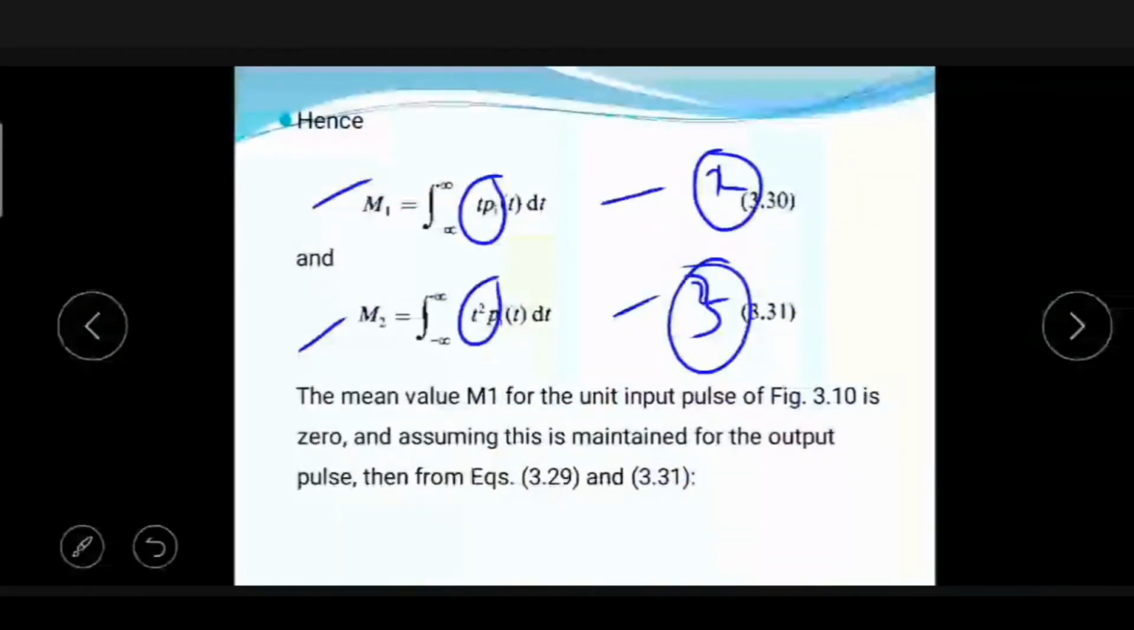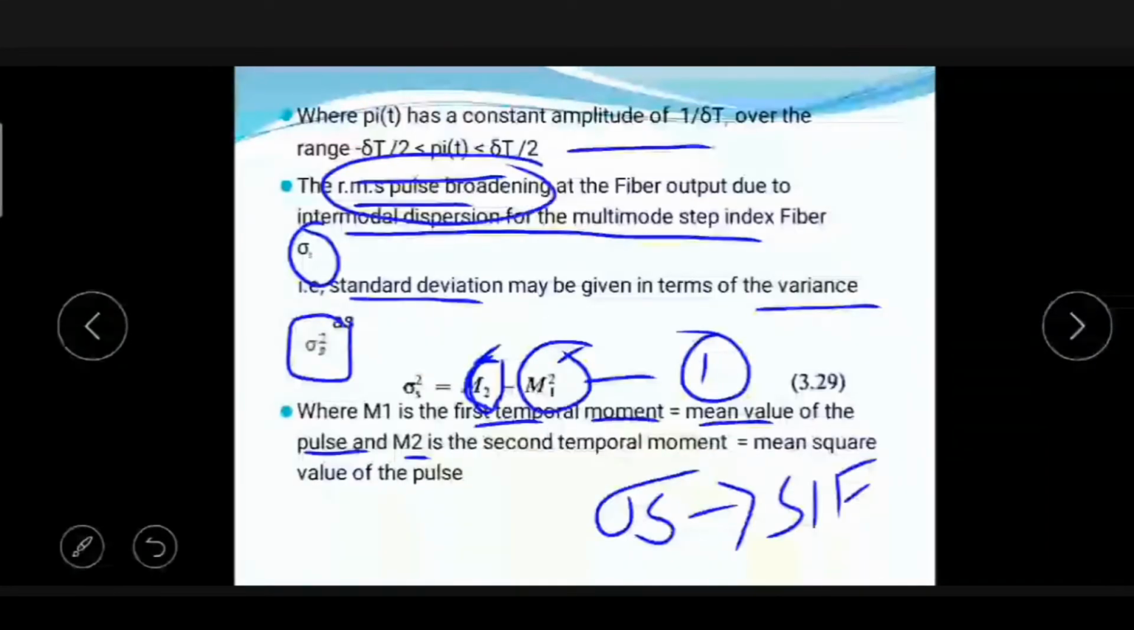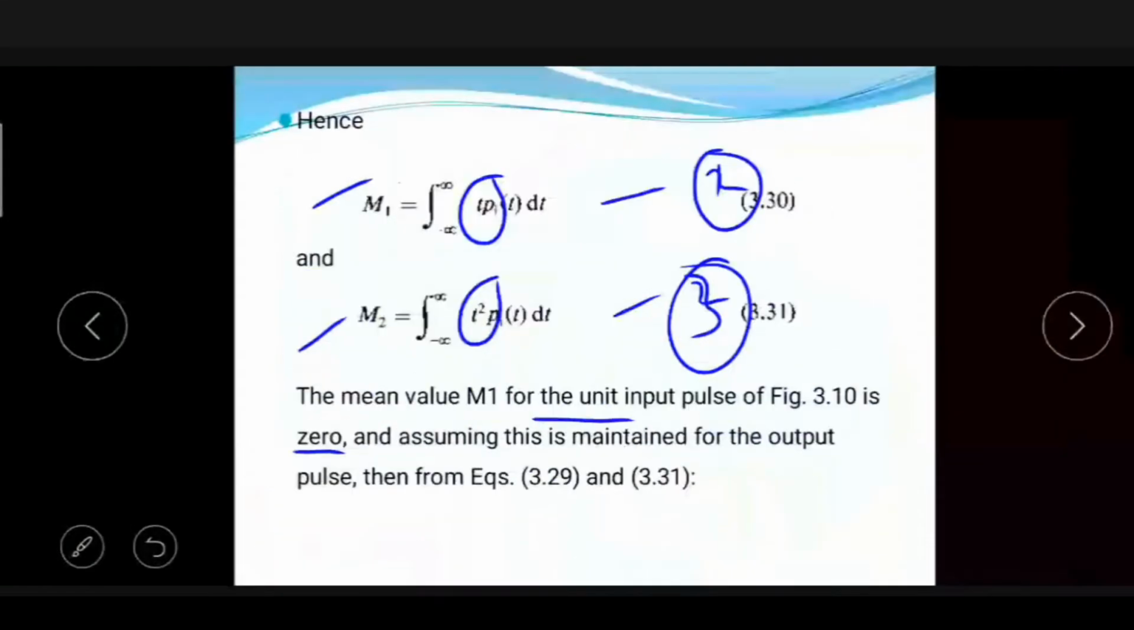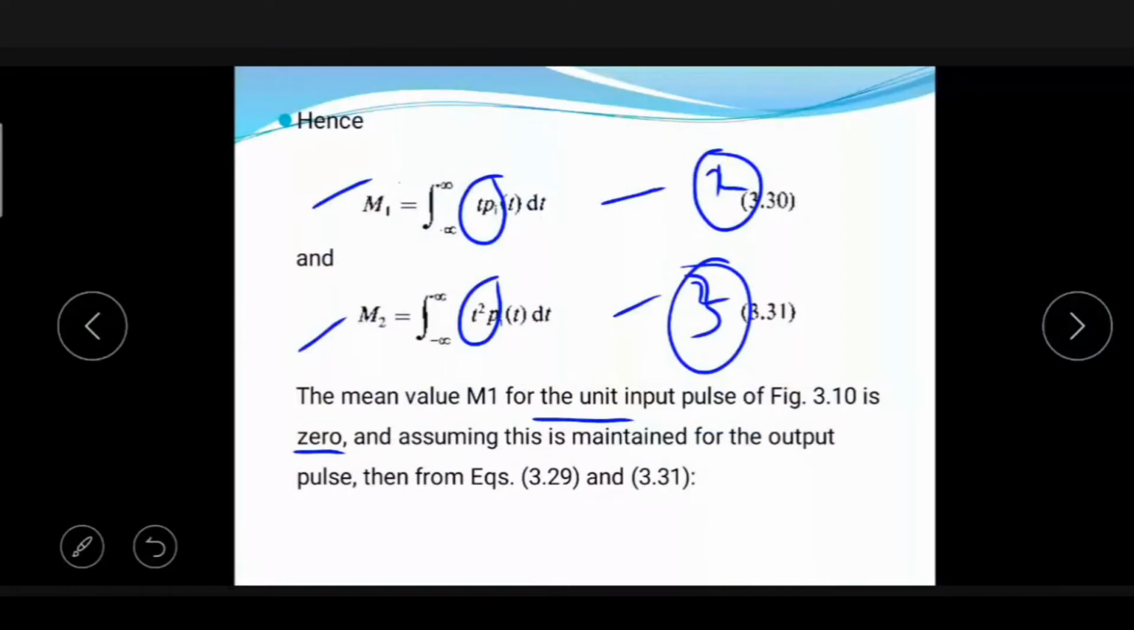Now, if I consider the mean value of the unit pulse, it is always equal to 0. So the mean value of the unit pulse is 0, which means there is no existence of the term m1, the mean value of the pulse. If m1 is 0, m1 square is also 0. So anyway, it doesn't exist, and we are assuming it to be 0.